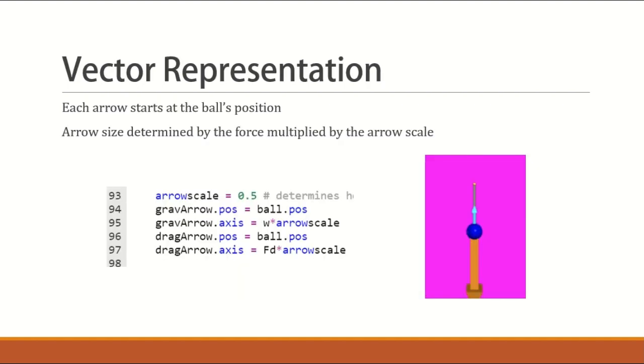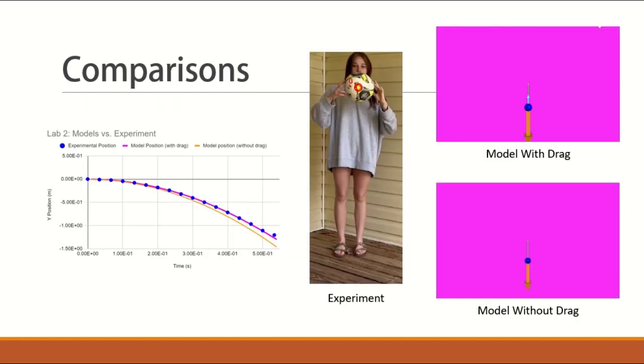To visually represent the forces in the GlowScript model, I added arrows. The orange arrow represents the weight force and the blue represents the drag force. To find the length of the weight arrow, I multiply the weight force by the arrow scale, which is set to be 0.5. For drag, I multiply the drag force by the arrow scale. Comparisons. The model with drag did an excellent job at predicting the motion of the ball.